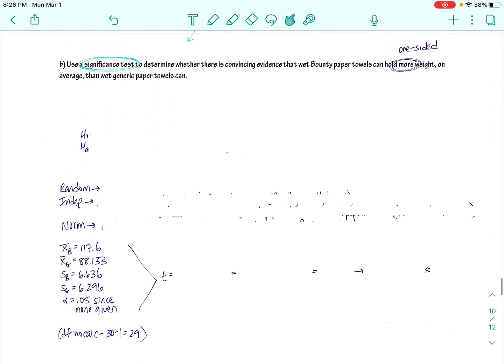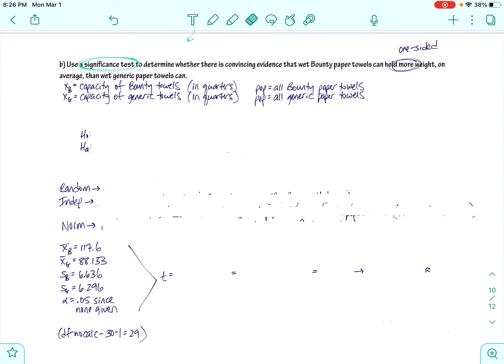Let me remind you that if I go too fast, you have the ability to pause, copy down, and then play when you're ready. Like I said, I've defined X sub B as the capacity of Bounty paper towels. Even though it's obvious what X_B versus X_G stands for, these are the things that are going to bump you up instead of bump you down and get you the 5 instead of the 4 on the AP exam.